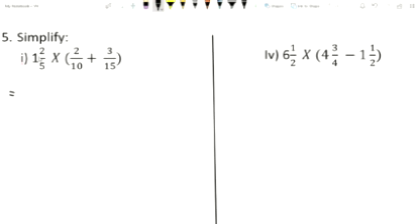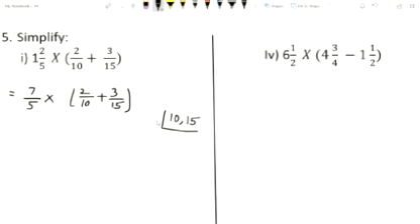Convert the mixed fraction into an improper fraction. 5 ones are 5, 5 plus 2, 7. So 7/5 into (2/10 + 3/15). See the denominators, here the denominators are different. So in this case, what do we have to do, children? We have to take the LCM. So for 10, 15, we are going to find the LCM.